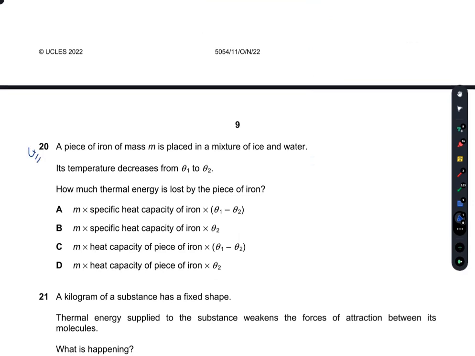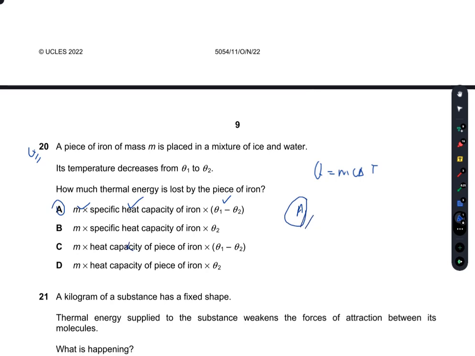Question number 20: a piece of iron of mass m is placed in a mixture of ice and water. Its temperature decreases from theta 1 to theta 2. How much energy is lost by the piece of iron? For the loss of energy, I have Q is equal to mc delta T, so mass into specific heat capacity into the change in temperature. So A is the right option.